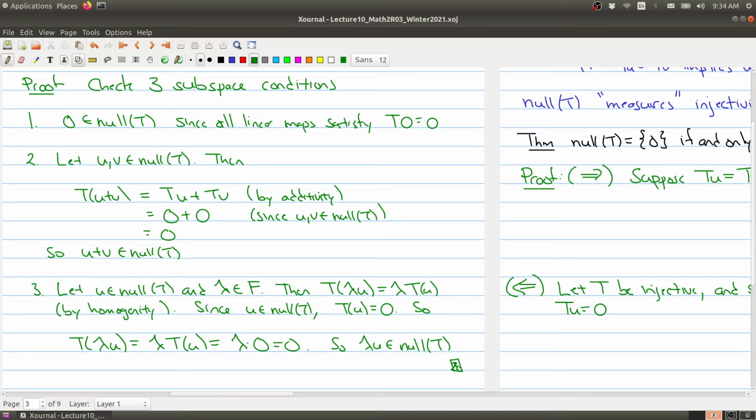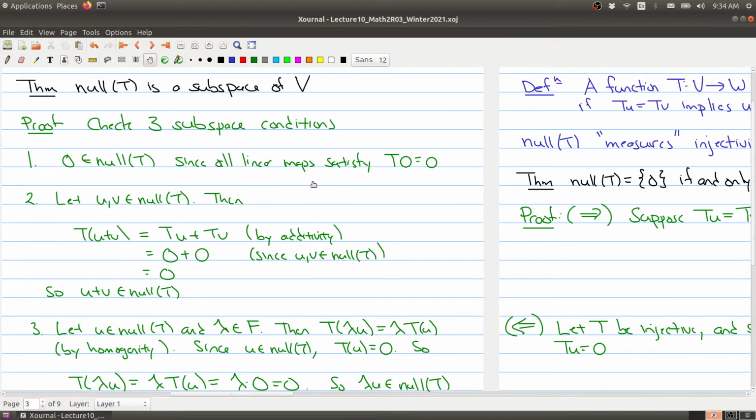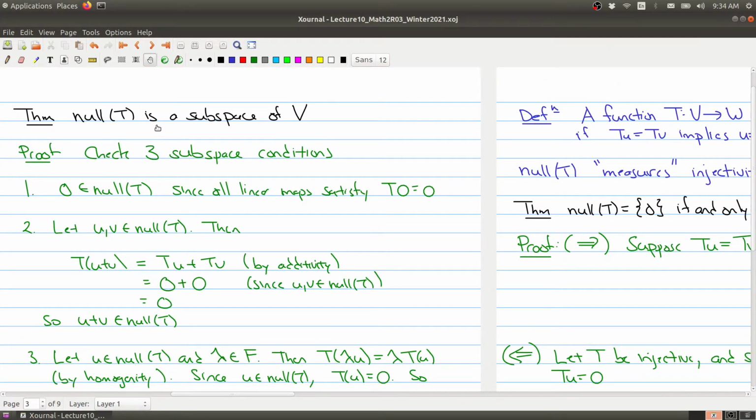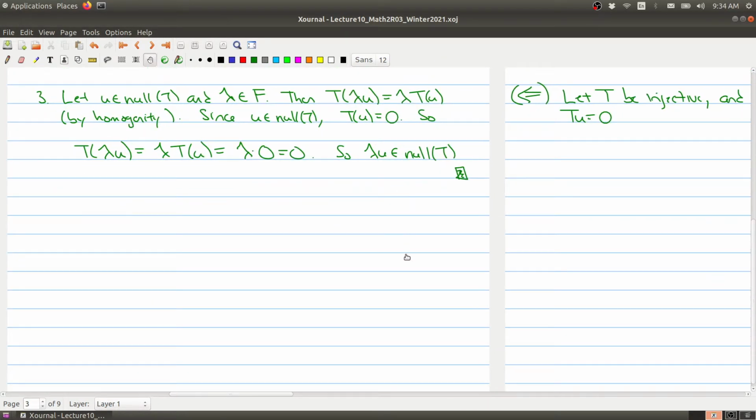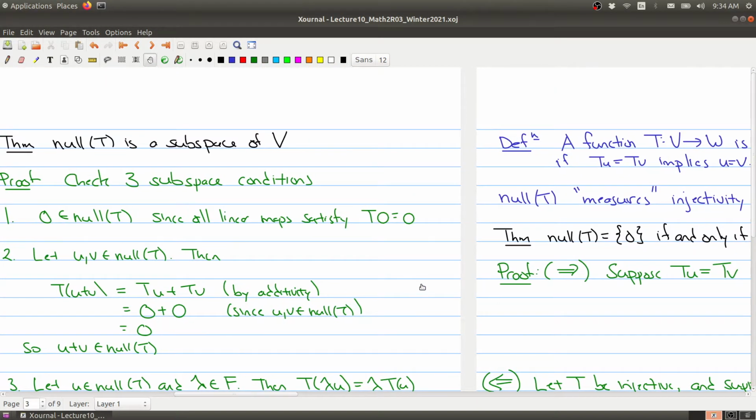So we've shown that 0 is in my space. We've shown that the null space is closed under addition, and we've shown that the null space is closed under scalar multiplication. So this verifies that the null space is a subspace of my vector space V. Okay, so what else can we do with this?